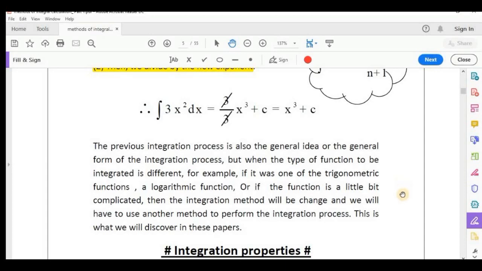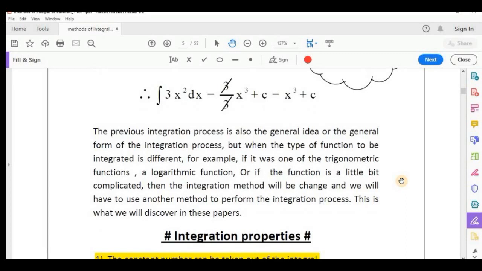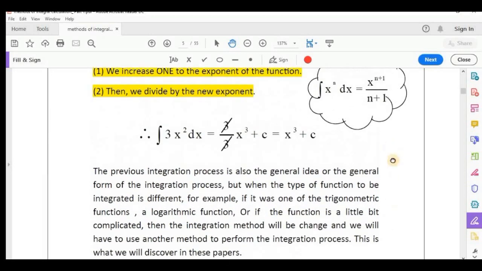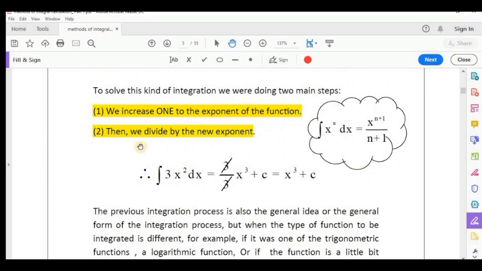But when the type of the function to be integrated is different, for example, if it is a trigonometric or logarithmic function, or if the function is a little bit complicated, then the integration method will change, and we will have to use another method to perform the integration process, and this is what we will learn in this lecture. So we see the general form of integration. We just increase the exponent of the function by 1, and we divide by the new exponent.